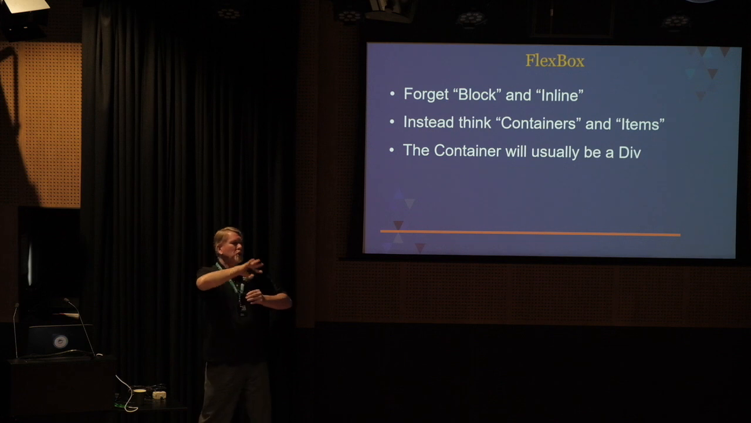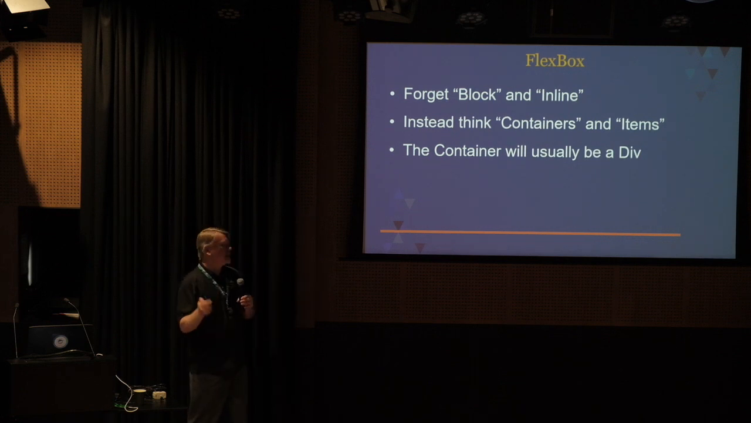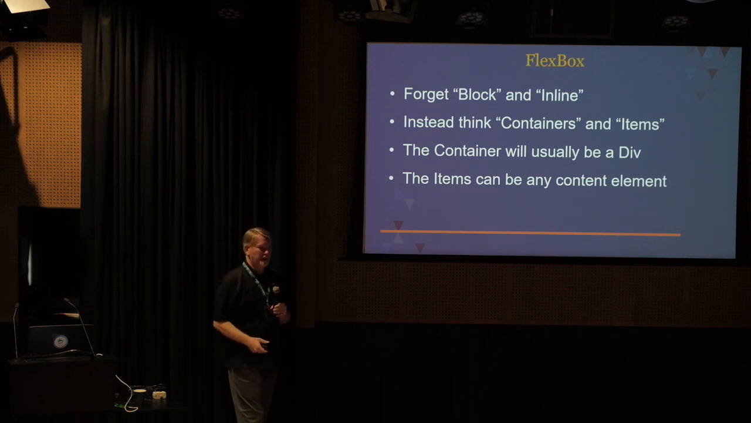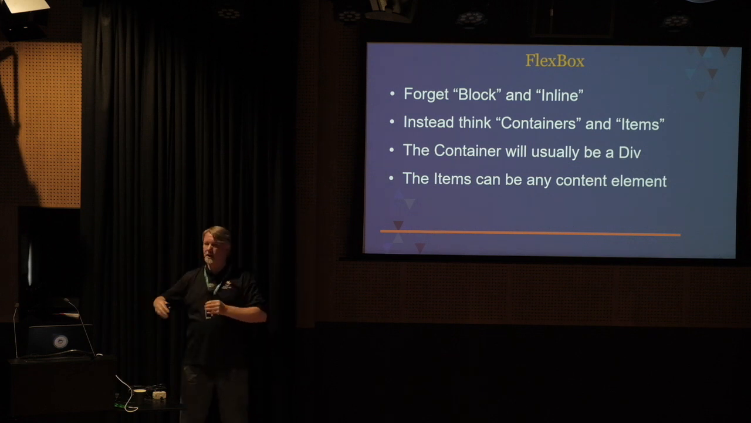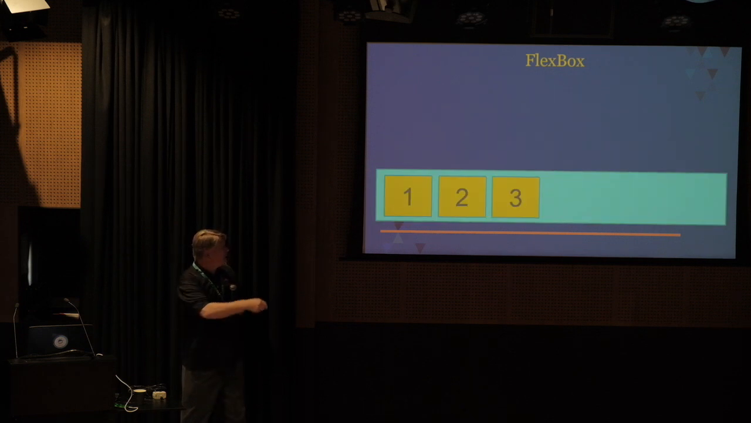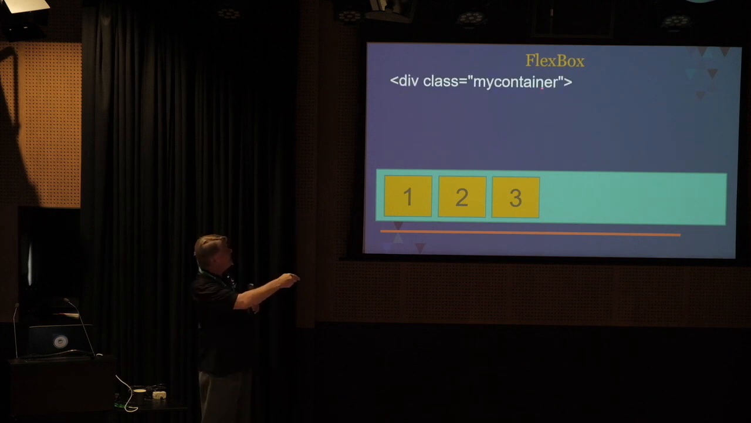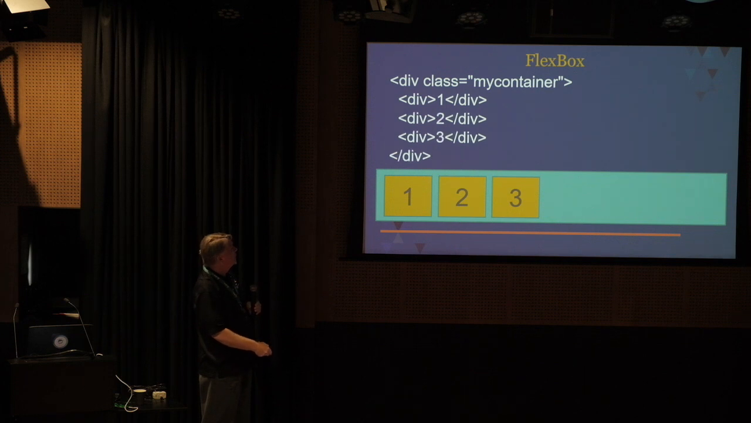The container will usually be a div element, just a container. And then the items can be any content element inside of that div. So graphics, paragraphs, list items, anything you could put in a normal page. So in this case, the big blue box would be my div container, and it doesn't have to be visible. I've made it visible just for demonstration. And then let's say I have 3 images inside of that div container. Right now I just named the div my container. And in this case, it's actually 3 divs, but they could be 3 images, whatever I want.